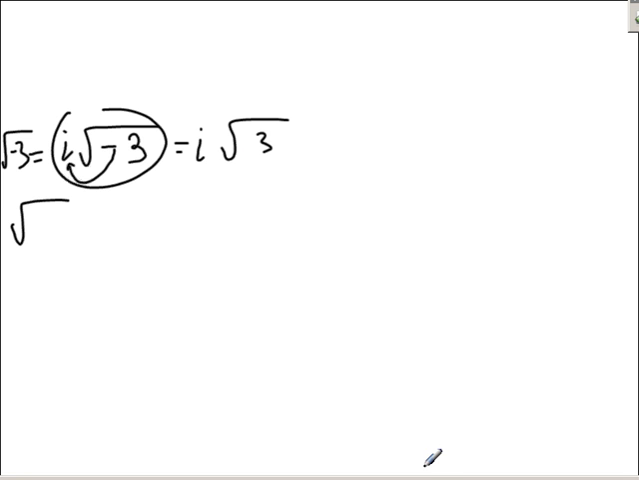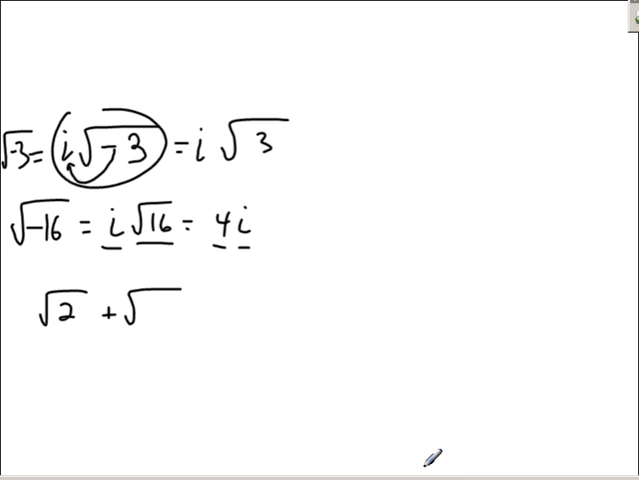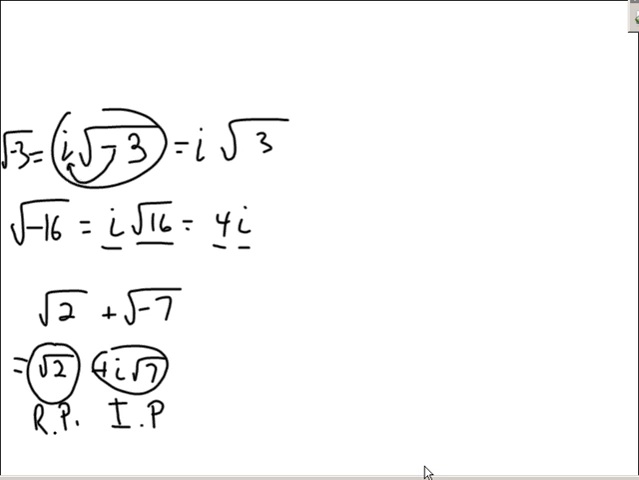The square root of negative 16. The negative is i times the square root of 16. But I know the square root of 16 is 4. i times 4 is the same as 4 times i. So if I were to give you the square root of 2 plus the square root of negative 7, and I said write this in standard form, what's the real part and what's the imaginary part? Well, you should say this is the square root of 2 plus the square root of 7 i. That's the real part, and that's the imaginary part.